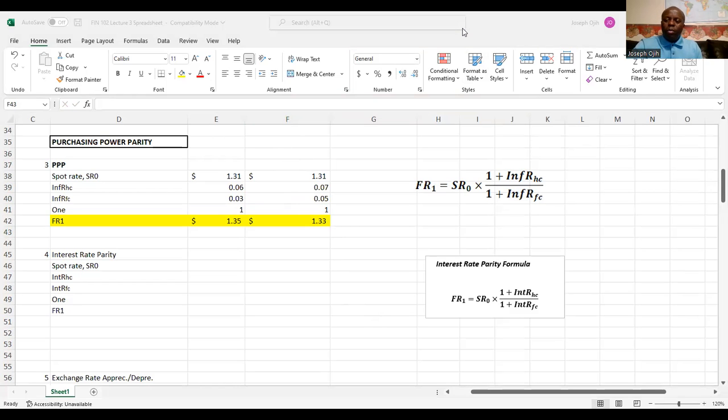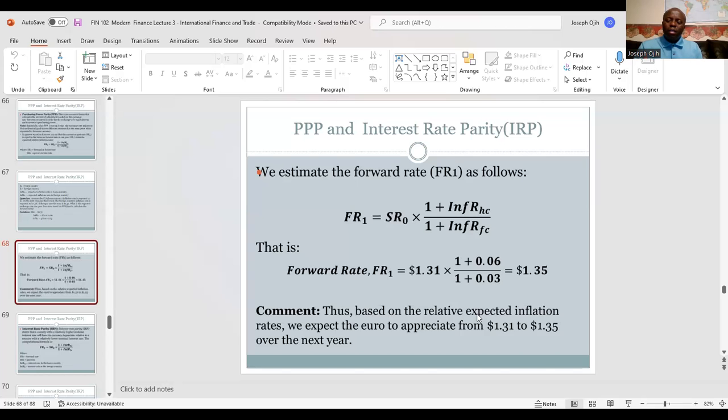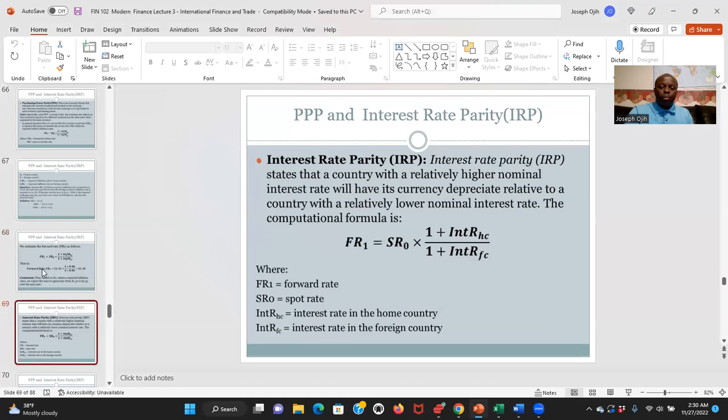How to calculate it and use it to estimate the forward rate for the exchange rate when you are given the relative expected inflation in both the home country and the foreign country. Okay. Now, we examine another concept that is related to purchasing power parity. It's called interest rate parity. And here is how I wrote my explanation for this interest rate parity.